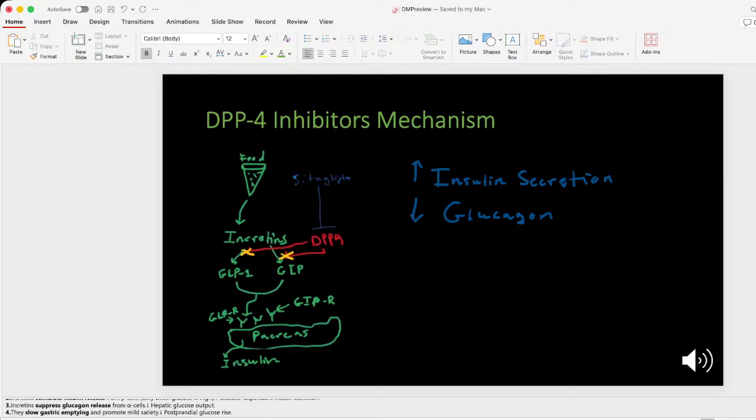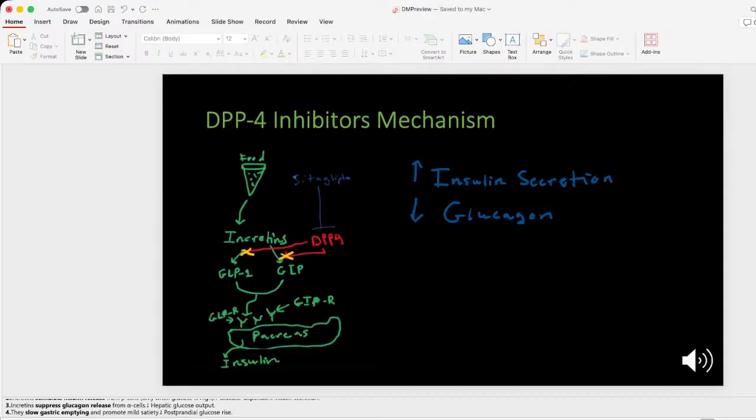So in this case, incretins suppress the glucagon release from the alpha cells and they slow the gastric emptying. So this is pretty good. You know, the DPP4 inhibitors can help kind of slow down the process of the insulin release from the pancreas.